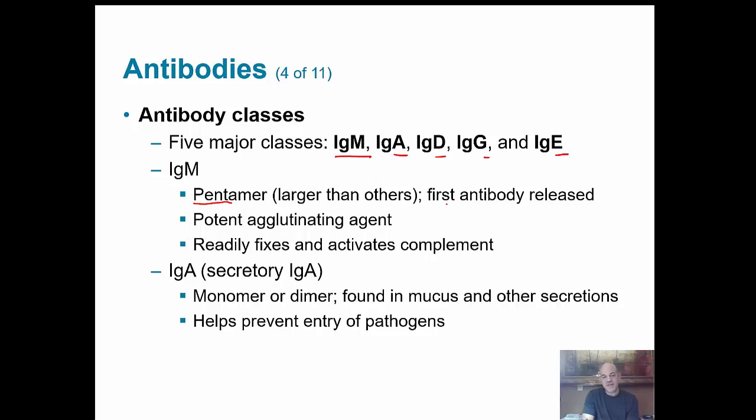This is going to be the first antibody released in response. It is a potent agglutinating agent, which means it can cause clumping with the antigens, and it readily fixes and activates complement. So here we have antibodies that help begin the complement cascade. And then we have immunoglobulin A, which is referred to as a secretory immunoglobulin. This is a monomer or a dimer, and it's found in mucus and other secretions, which is why it's called secretory immunoglobulin A. What this does is help prevent the entry of pathogens.